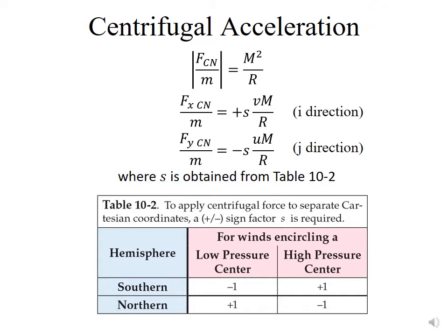And so for the y direction, the J direction, the north-south direction, the acceleration due to the centrifugal force is equal to minus S times U, which is the east-west wind, times M, which is the magnitude of the wind, divided by the radius of curvature, R.